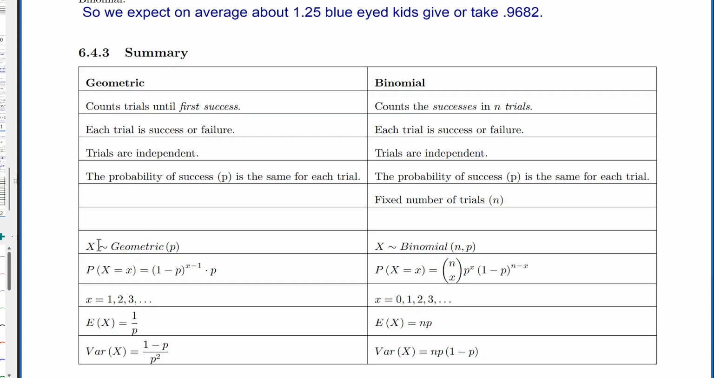For our notation, we can say X is distributed geometric with the parameter p. X is distributed binomial with parameters n and p. We have formulas for the probability that X equals x. For geometric, your values are only 1, 2, or 3 and so on because you have to get your first success, so you have to do it at least one time. Whereas binomial, you could not have any successes, so X could be 0. And for binomial, it has to stop at n because you're only doing it n times. You know that in advance. The expected value formulas are different and the variance formulas are quite different.